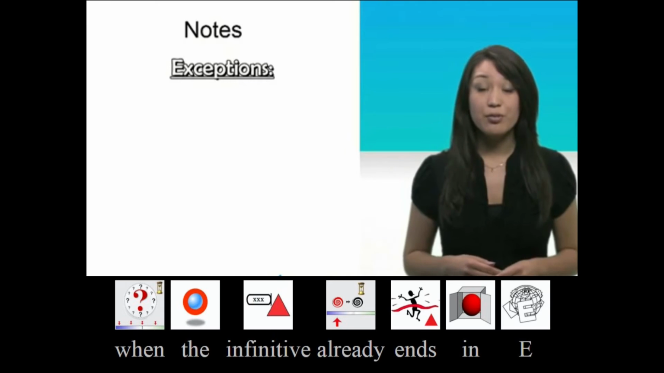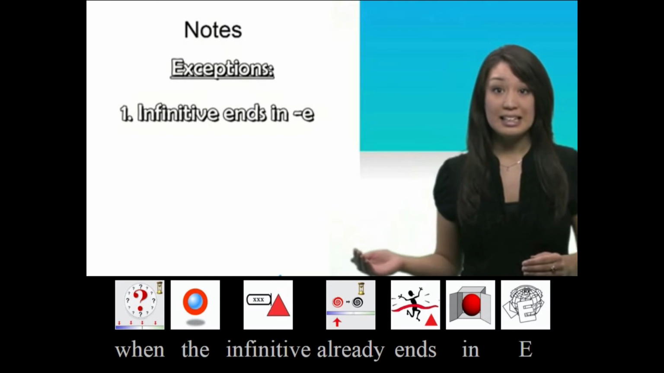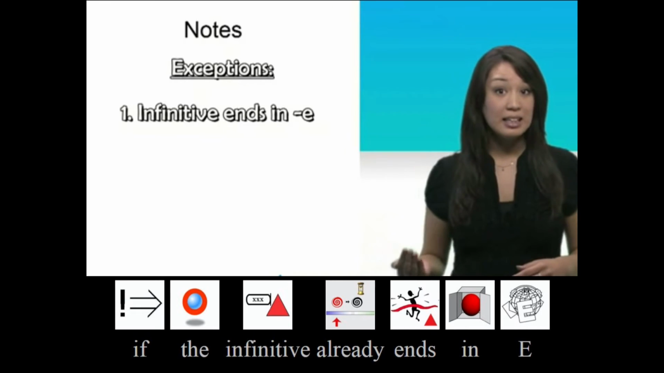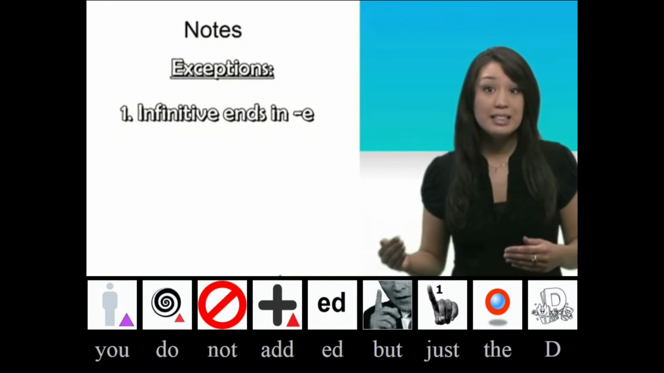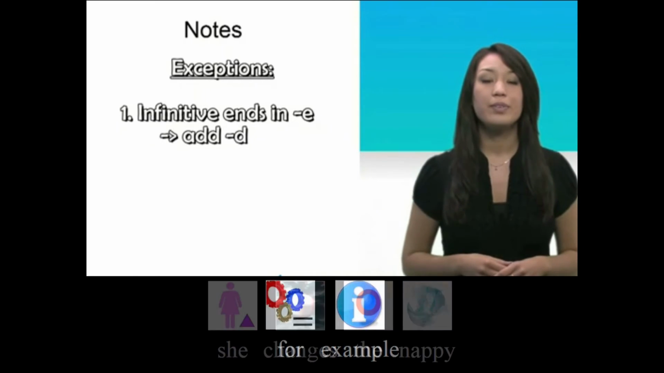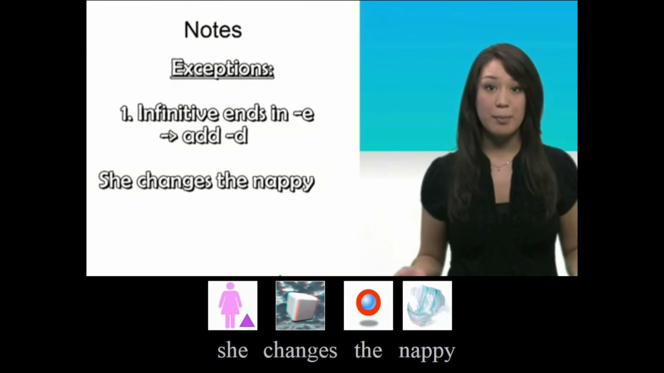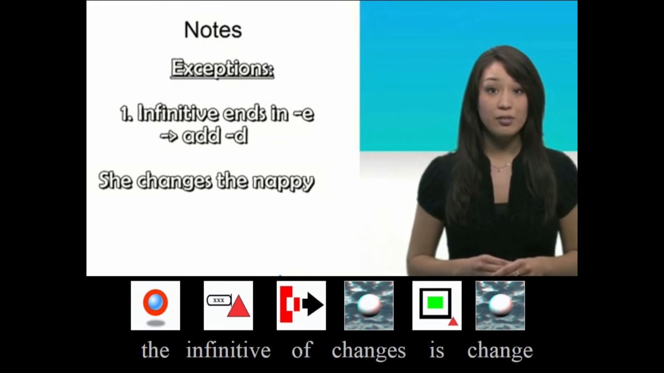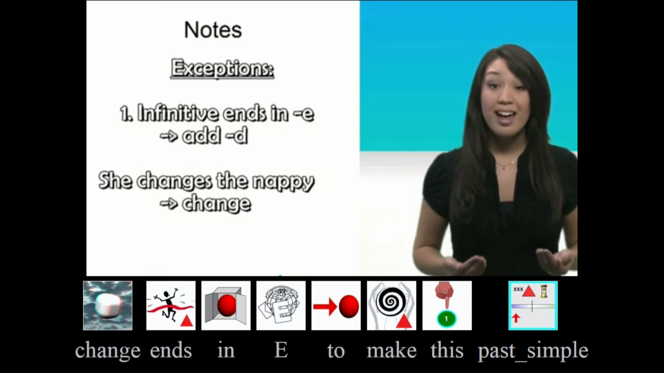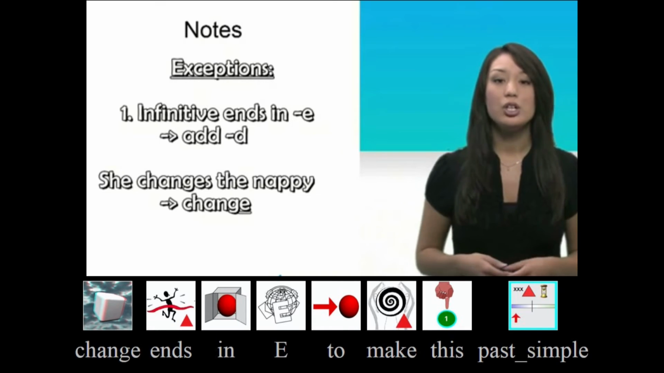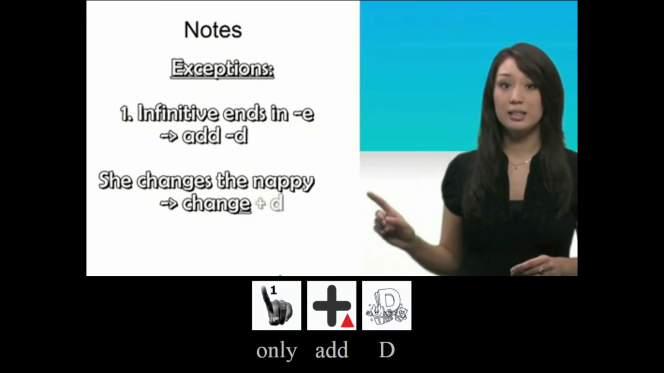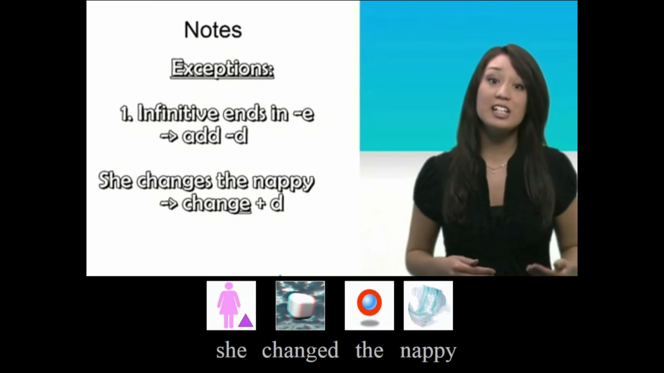When the infinitive already ends in e. If the infinitive already ends in e, you do not add ed, but just the d. For example, she changes the nappy. The infinitive of changes is change. Change ends in an e. To make this past simple, only add d. She changed the nappy.